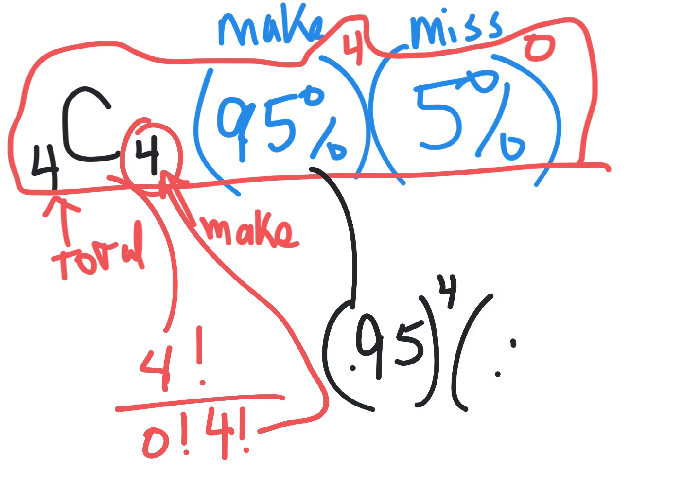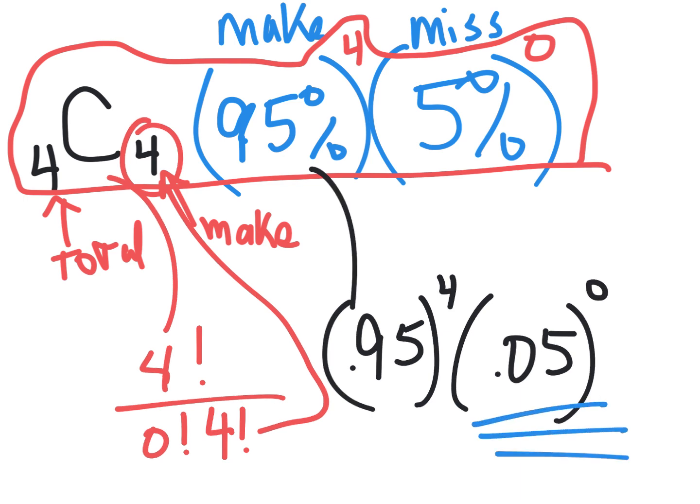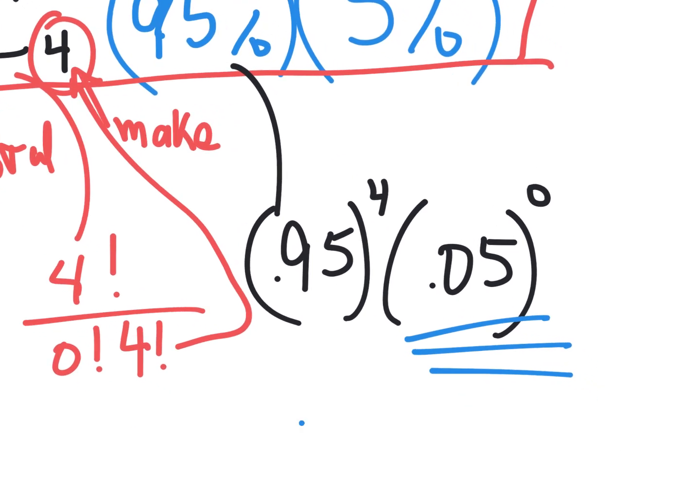And somebody smart's going to be able to say why I don't even need to put in this end part. Yes? Anything to the power of 0 is 1. Yeah, that's just 1. So all you really have to do for this one is go 0.95 to the 4th. So grab your calculator and type in 0.95 power of 4. And you got it already, sir? 81.45%.